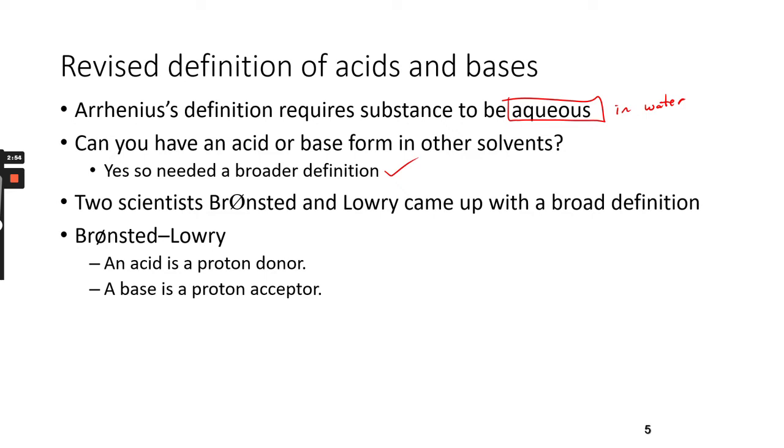Two scientists, one by the name of Bronsted and the other Lowry, came up with a broader definition. In the Bronsted-Lowry definition, an acid is a proton donor, and a proton happens to be H+. Think about it: if you remove the electron from hydrogen, you just have a proton. And a base is a proton acceptor.